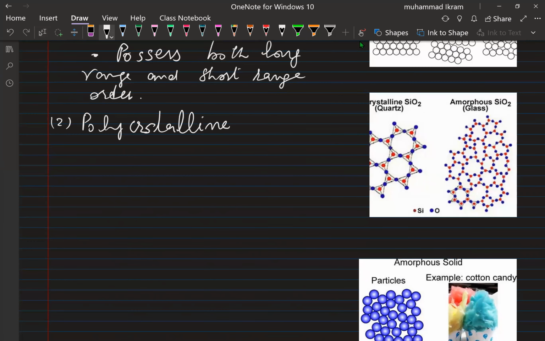Polycrystalline solids. Polycrystalline solids are a kind of material made up of many small single crystals called the grains. They are called the grains.